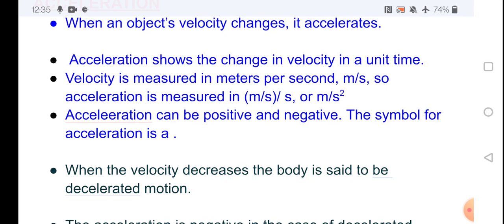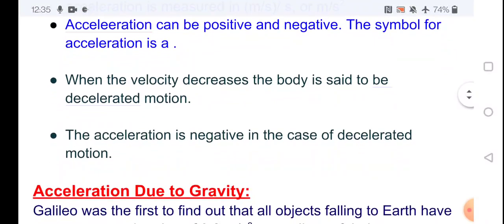A, small letter a, represents the acceleration. When the velocity decreases, the body is said to be in decelerated motion. That is, if the velocity of the object decreases, then that type of motion is called a decelerated motion. In this type of motion, acceleration will be negative.